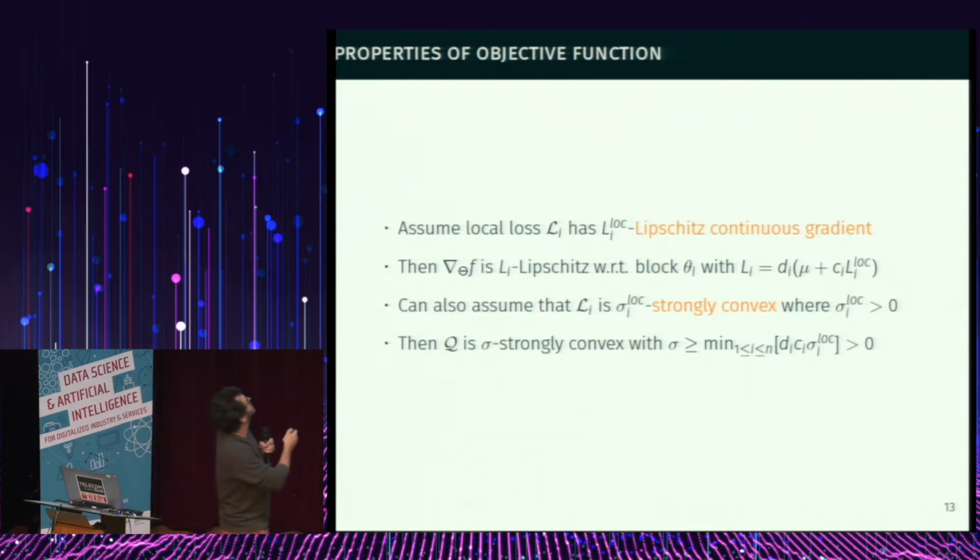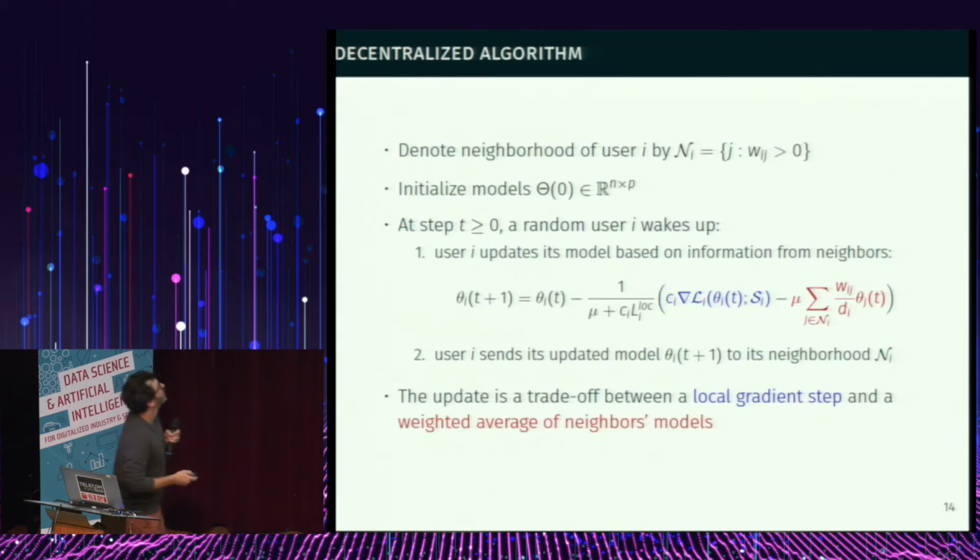There are some things that I'm going to skip. These are properties of the objective function that you need to assume to design the optimization algorithm and prove its convergence rate. But those are classic assumptions like smooth gradient, convex or potentially strongly convex objective functions. And then the algorithm looks like this.